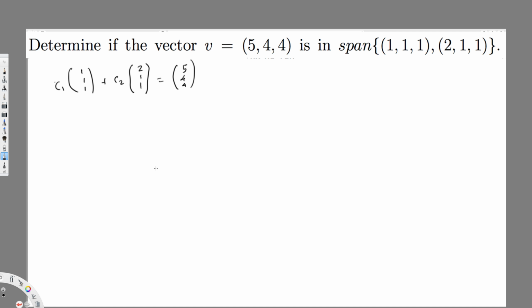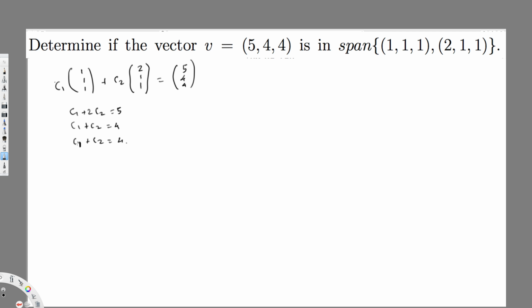So now I can create three equations by looking at it. To create the equation I have to simply multiply this C1 by this value and then C2 by this value, then equate to this one. For the first one it's going to be C1 plus 2C2 is equal to 5. For the second one, it's going to be C1 plus C2 is equal to 4. You can do the third one too. It's going to be C1 plus C2 equal to 4.